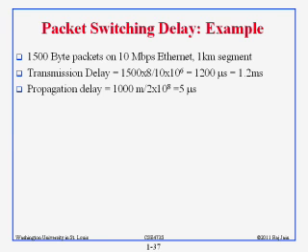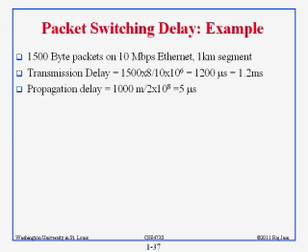Why 8? Bits per byte. And divided by 10 mega, 10 times 10 raised to 6. That gives you 1200 microseconds or 1.2 milliseconds. This is just the time that a packet takes to get out of the computer, get on the wire.